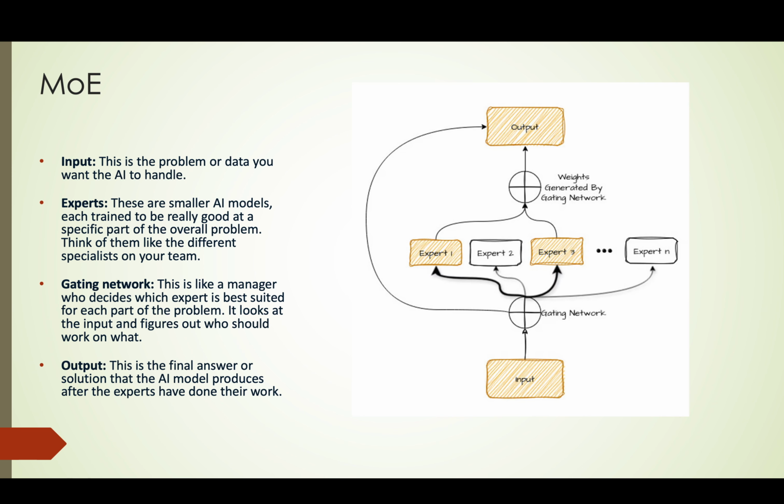Then output. This is the final answer or solution that the AI model produces after the experts have done their work. So this is the flow. Typically input, then the particular expert is selected by the gating network, and based on that, the output is provided.